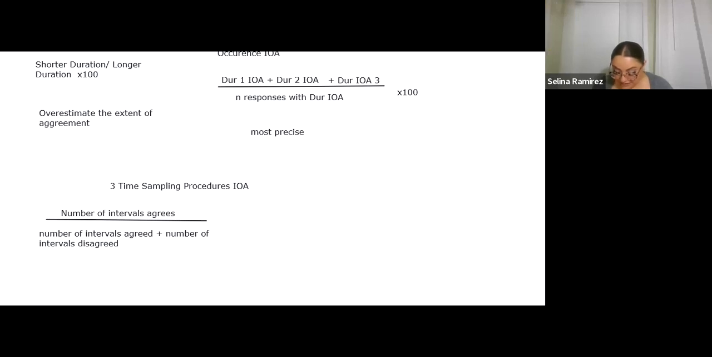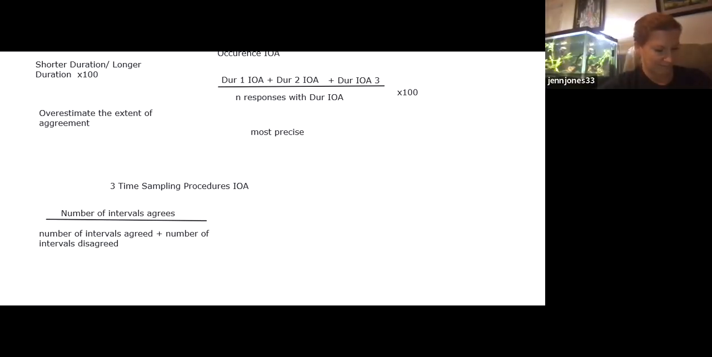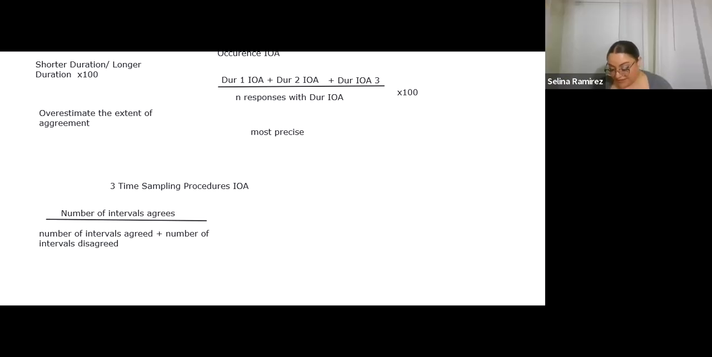Interval 8, disagreed. Yeah, we disagree. One person says, yes, I saw it. The other person was probably looking away or chit-chatting on the side with another therapist. And then what about interval 9?